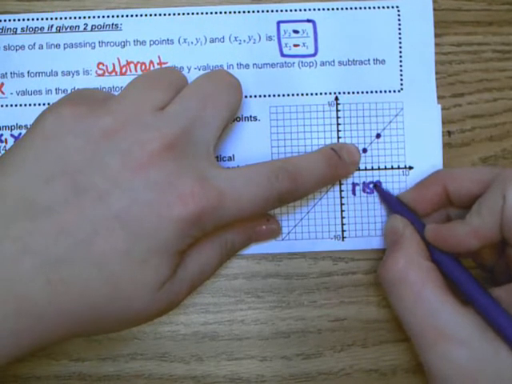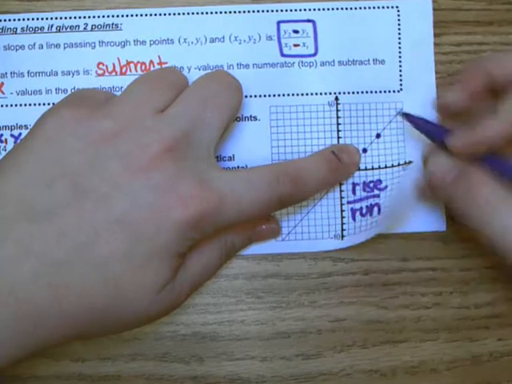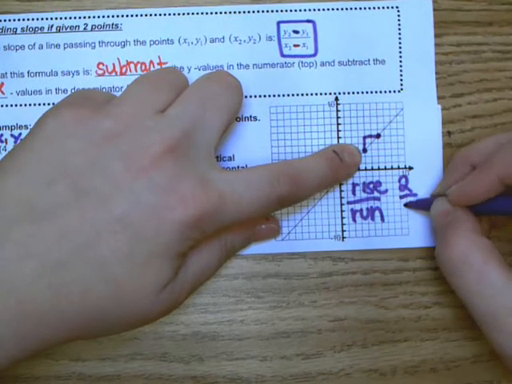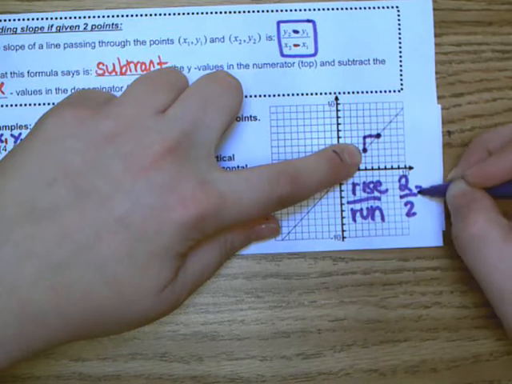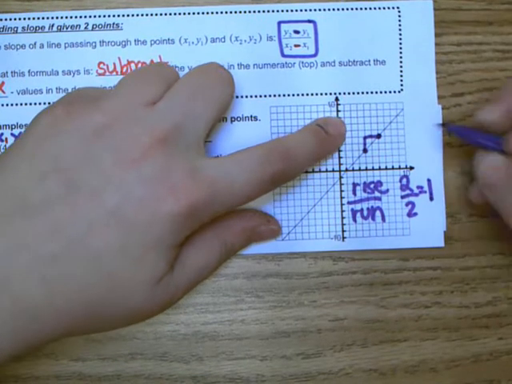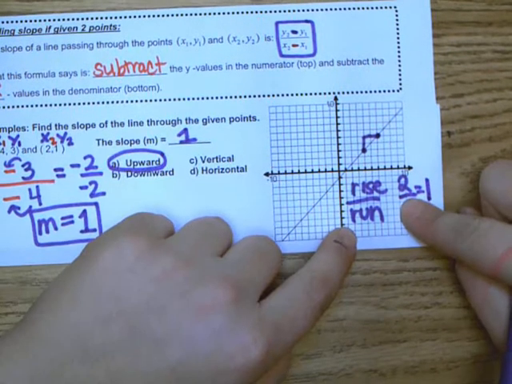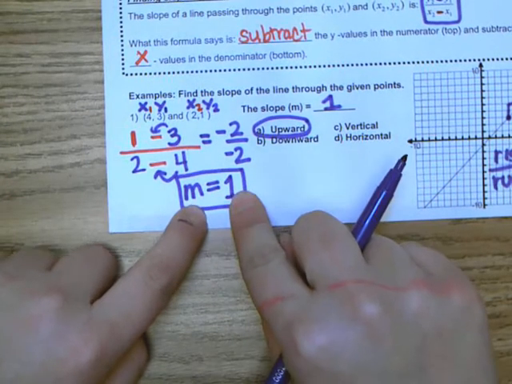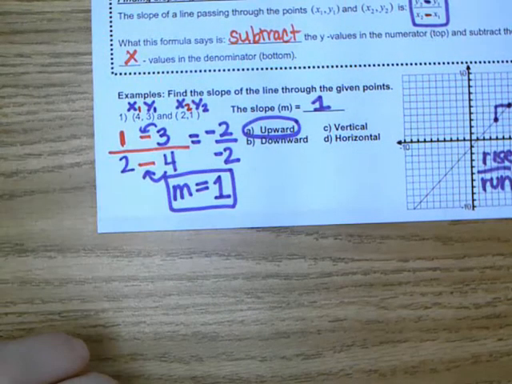Now, if we were to do the slope using rise over run, we would count 1, 2, and then 1, 2, and 2 divided by 2 is 1, and it's positive because it's going up. So this is what we did last time, and this is what we're doing now. We're using the formula.